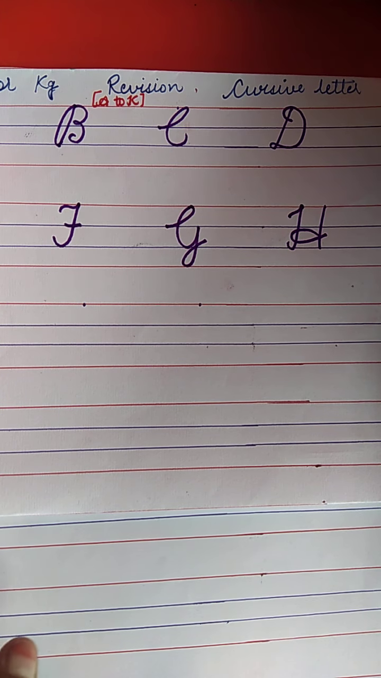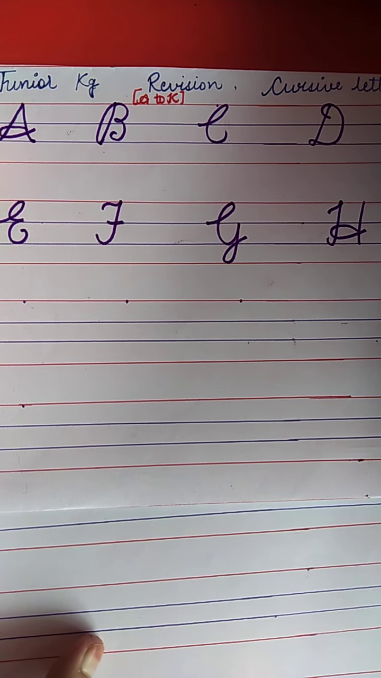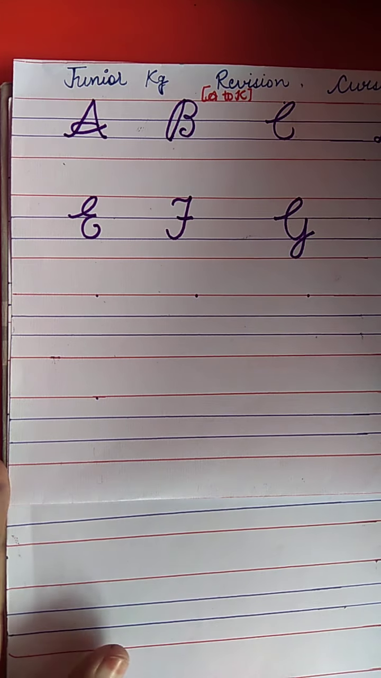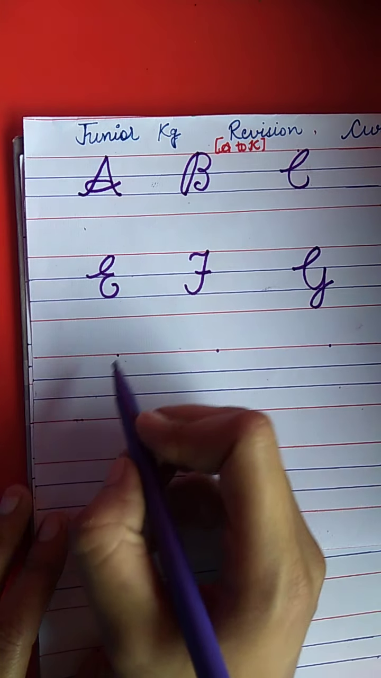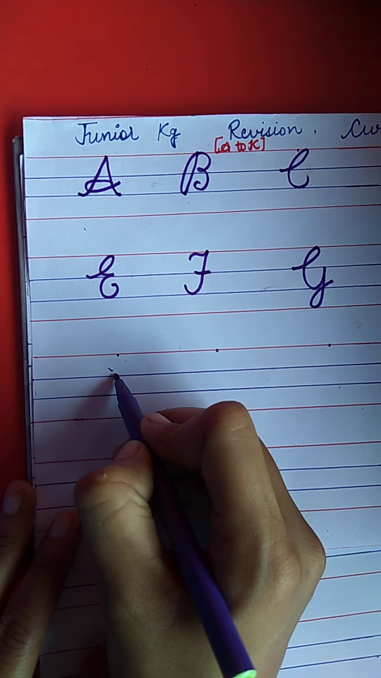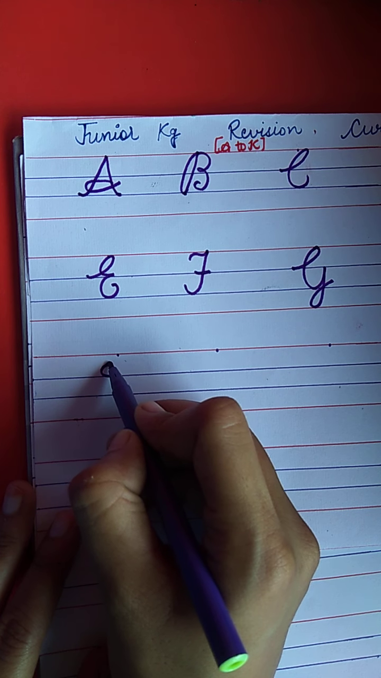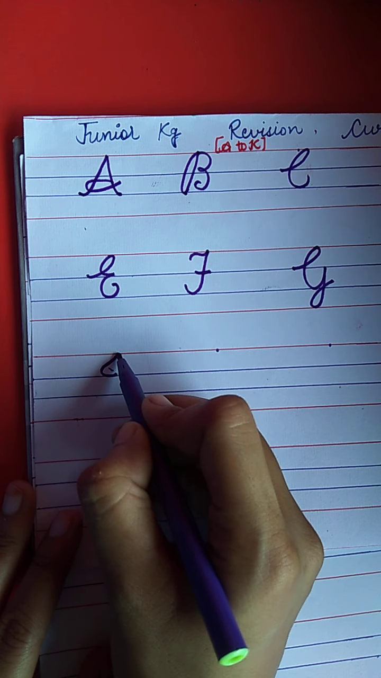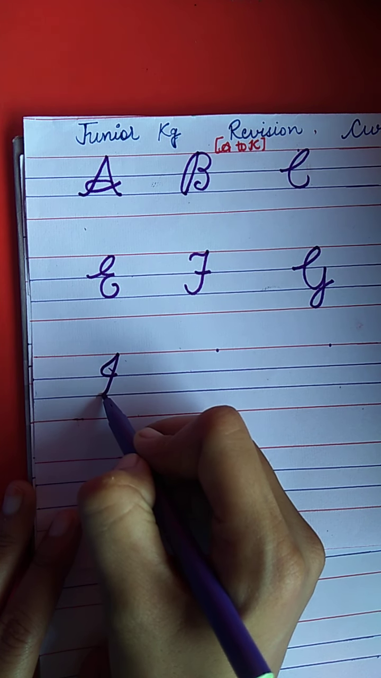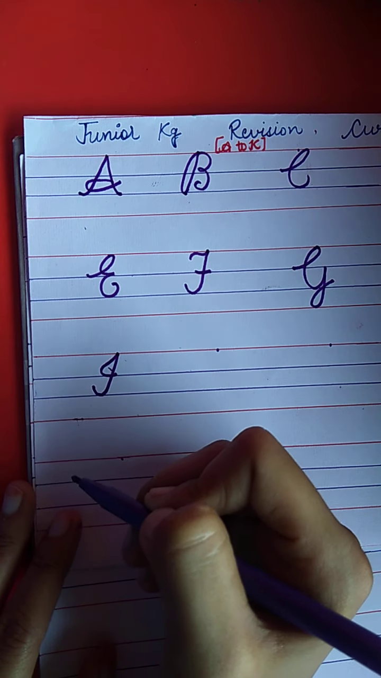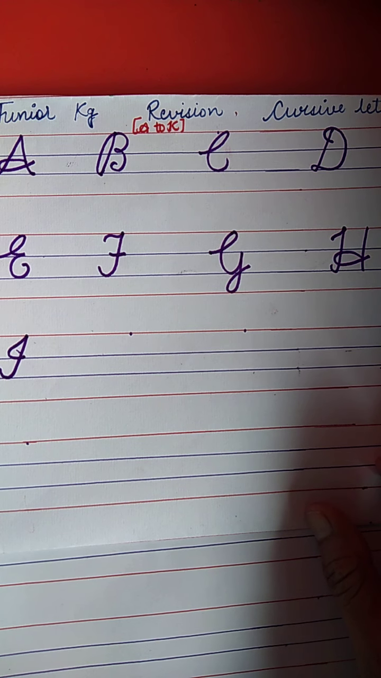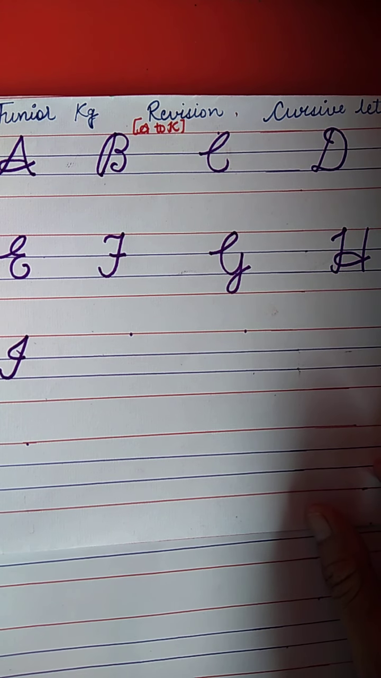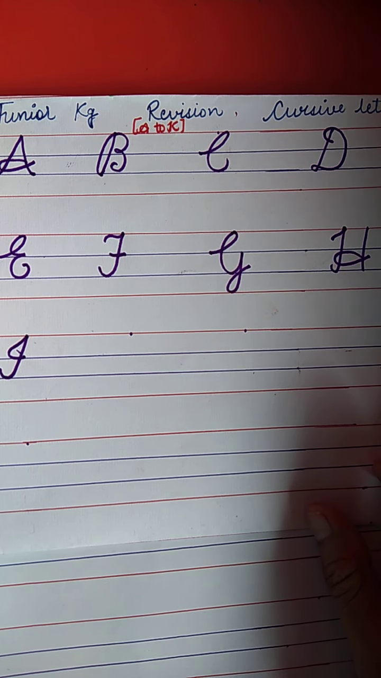Now H for house के बाद I for igloo. Speak with me. I for igloo. Now put your pencil on a blue line. Draw a curve, a slanting line, one more slanting line, then a curve. This is letter I. I for igloo. What is the spelling of igloo? I-G-L-O-O.